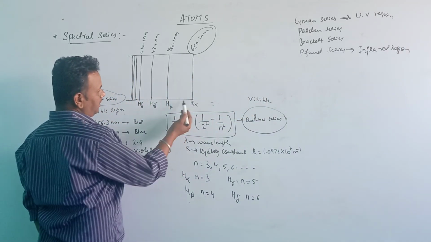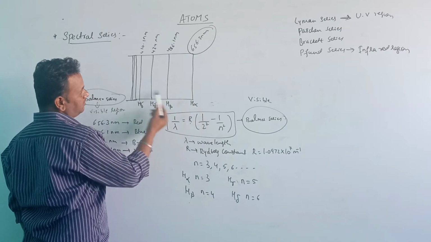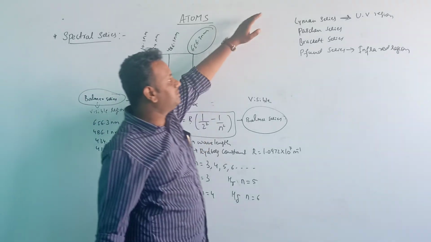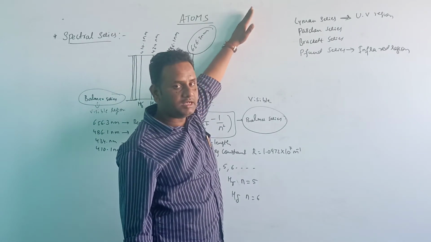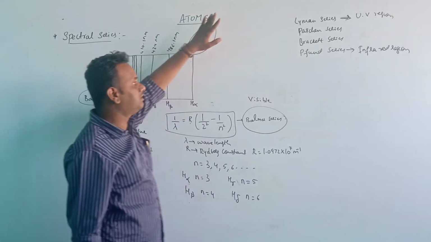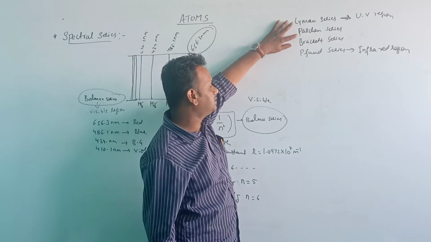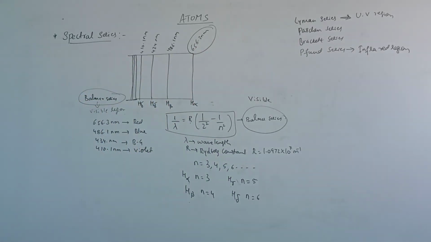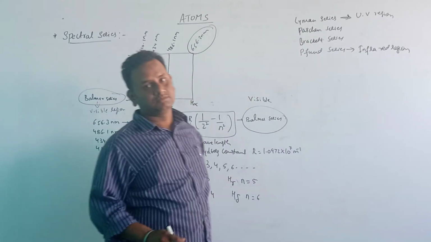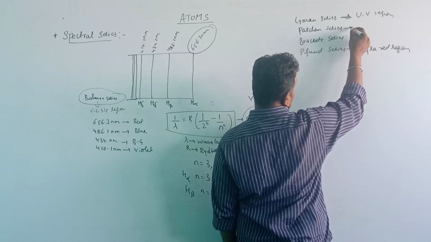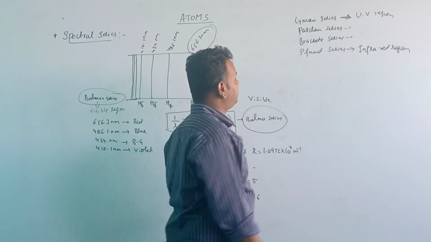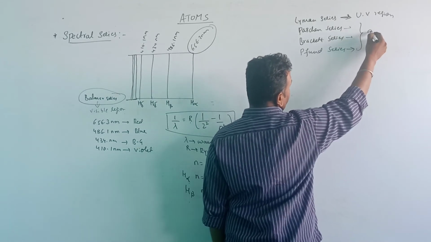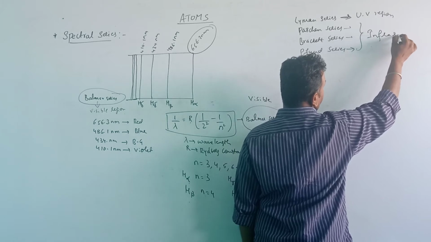So just as we have different spectral lines for the Balmer series, in the same way in the Lyman series also we have different spectral lines, which we can observe in the different series: the Lyman series, Paschen series, Brackett series, and the Pfund series. The Paschen, Brackett, and Pfund series can be seen in the infrared region.